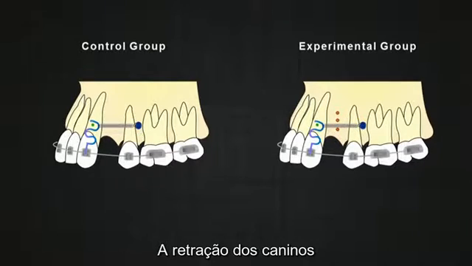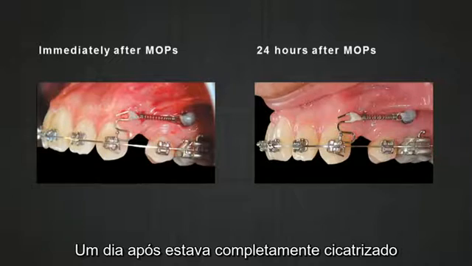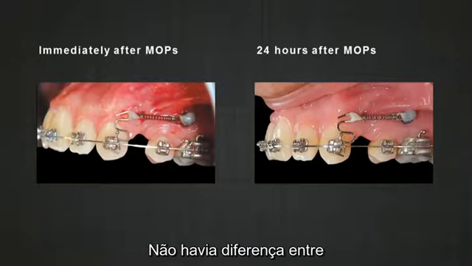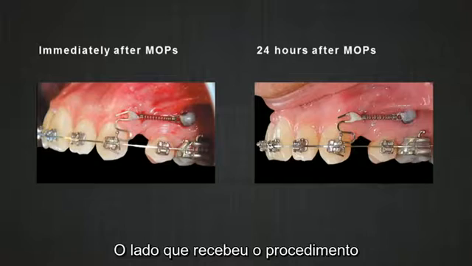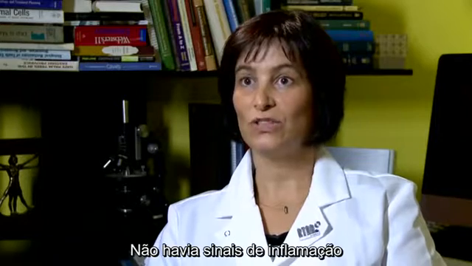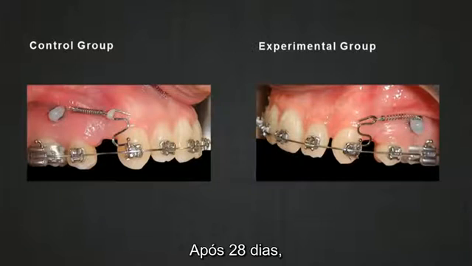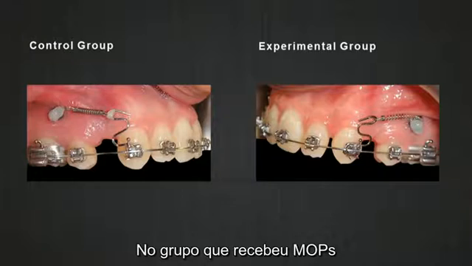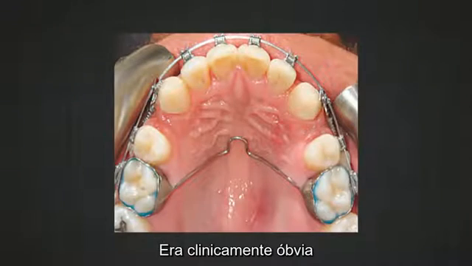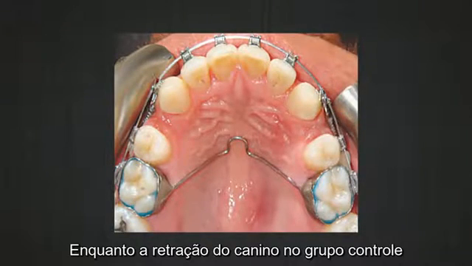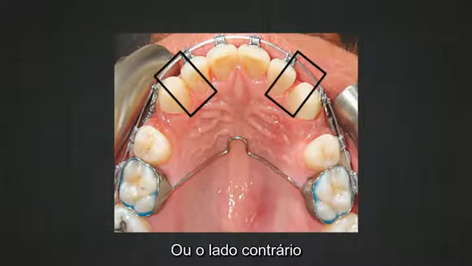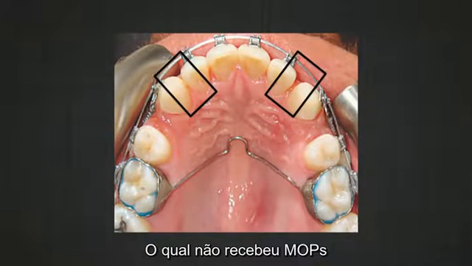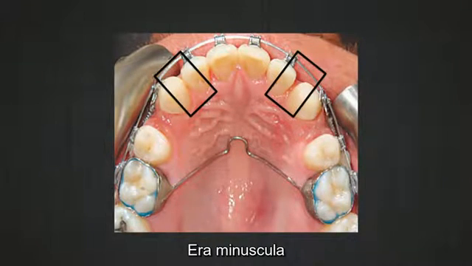1 day later, it's completely healed. There's no difference between the side that received the procedure and the control side. There's no signs of inflammation or injury, no bleeding. After 28 days, canine retraction in the group that received the micro-osteoperforations was clinically obvious, while the canine retraction in the control group or the contralateral side of the experimental subjects that did not receive micro-osteoperforations was minuscule.